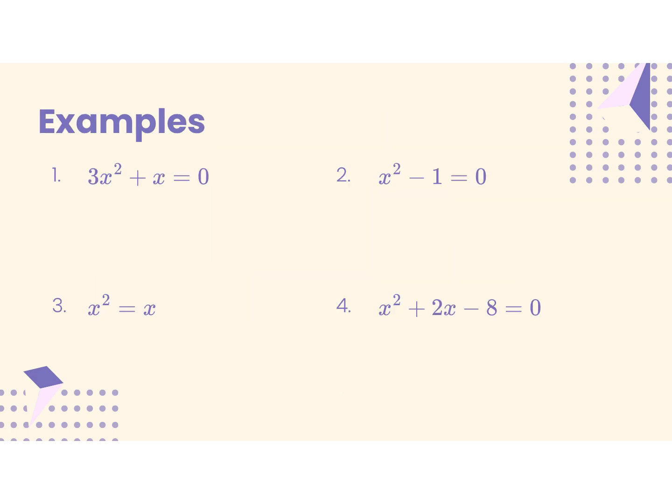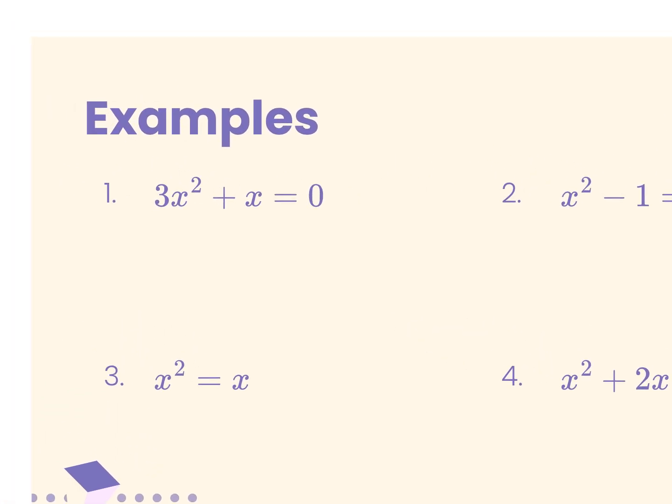All right, so I'll start with some examples, starting with this first one. First you always want to check if it equals 0. Whenever we're factoring, we always want to set it equal to 0. This first one is equal to 0, so then I can move on to the next step, which is to factor.